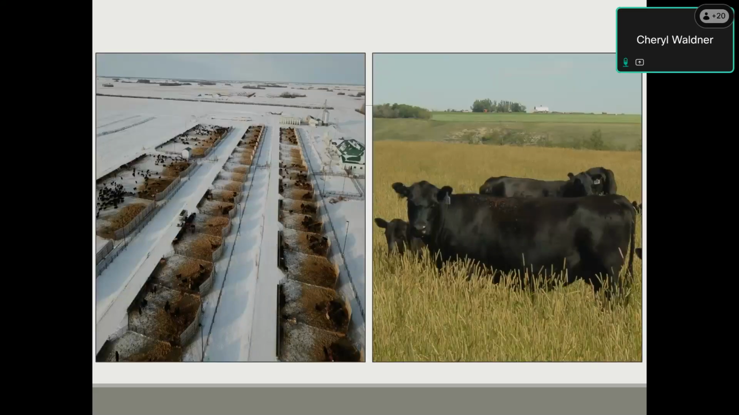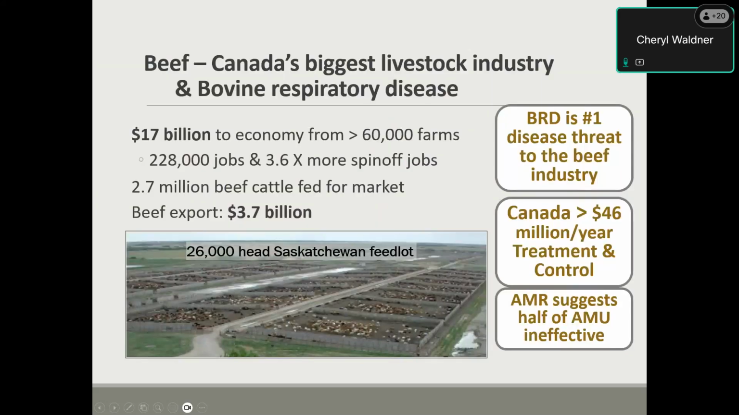All right, you were promised things that had 4 legs instead of 2, so here they are. I'm going to talk a little bit about a study that we did looking at respiratory disease in feedlot animals and cow-calf operations. Saskatchewan has some big feedlots. Most of the big feedlots are actually in Alberta. There's some feedlots in Ontario as well.